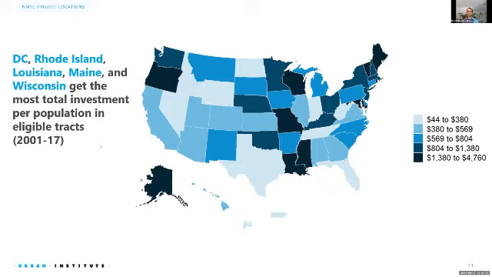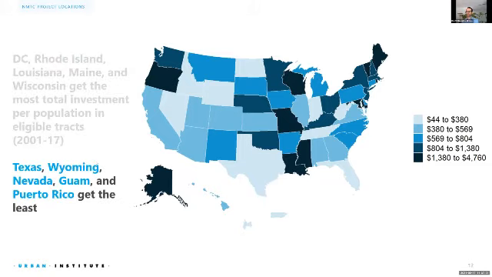So it's of interest, but that's more of a statute element, whereas taking that as given, then where is the program funding going, given decisions made by the fund and CDEs and investors and others, in terms of what geographies are getting New Markets investments. So we can see those states are getting the most, and then the ones that are getting the least, states and territories, I should add, are Texas, then Wyoming, then Nevada, and least then are Guam and Puerto Rico.